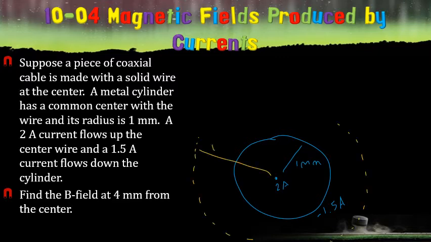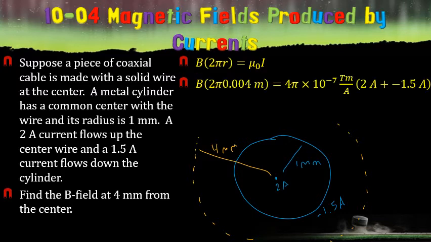So what we do is we draw a circle around this so it has a 4 millimeter radius because I want to know the magnetic field 4 millimeters away. Well, our magnetic field is B times 2 pi r, because it is B times our length. Our length is our circumference. Equals mu 0 I. Well, my radius is 4 millimeters or 0.004 meters.